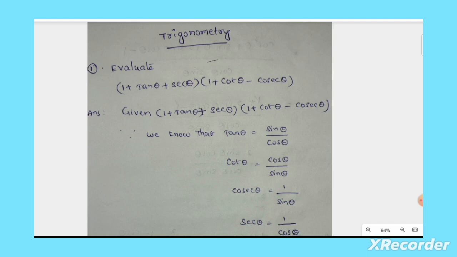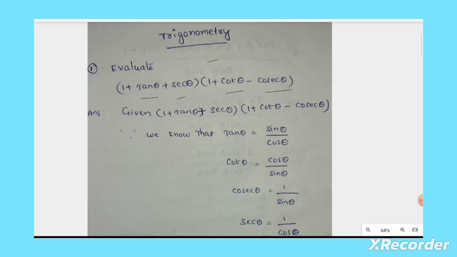The question is: evaluate (1 plus tan theta plus secant theta) into (1 plus cot theta minus cosecant theta). So the question here is given as evaluate, so we just need to write it in terms of sine or cos or tan. If you see, we have tan theta, secant theta, cot theta, cosecant theta.